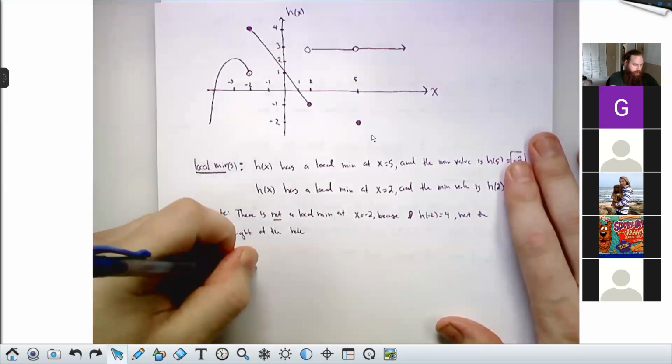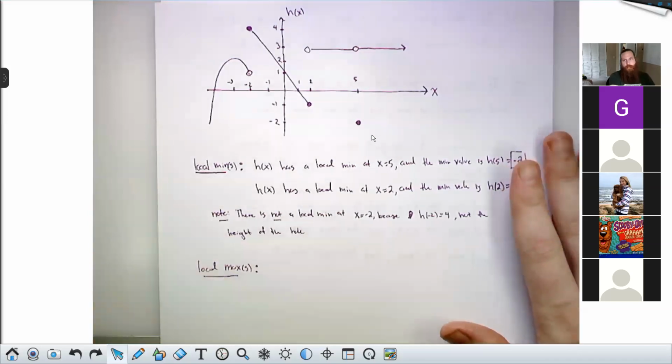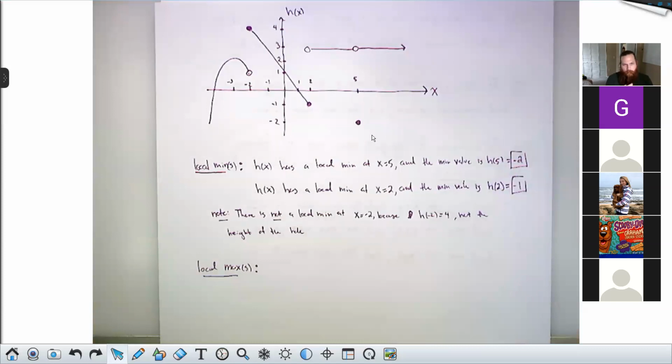There's no minimum or absolute minimum, but there is an absolute maximum. That's true. Before we get to that, though, let's talk about local maxes. Sorry. No, it's okay. What you said is correct. I'm just trying to go one little thing at a time. So, will the local max be -2 and 4?